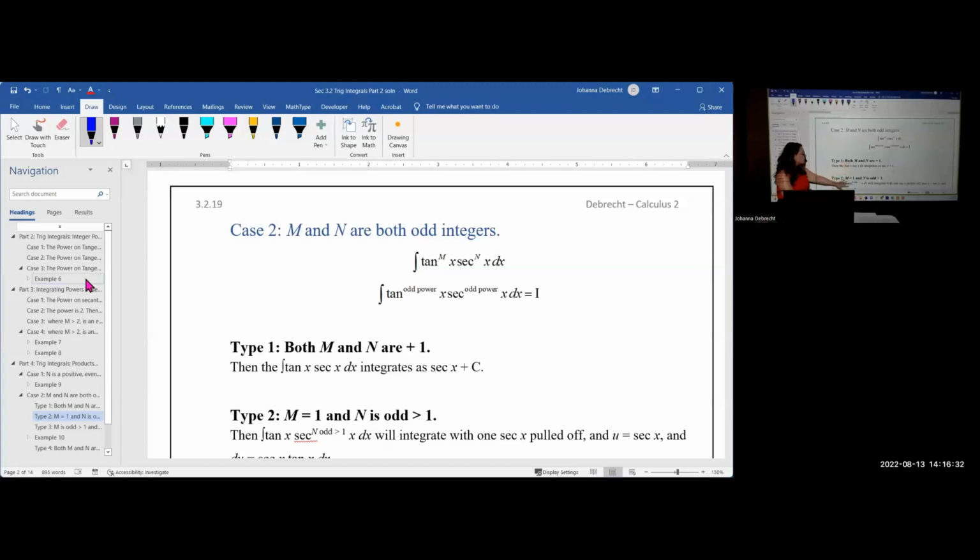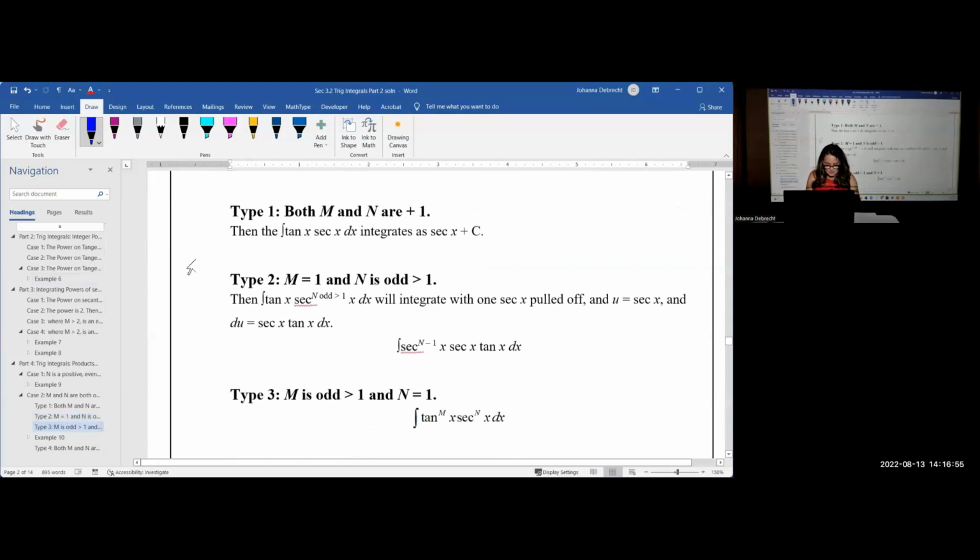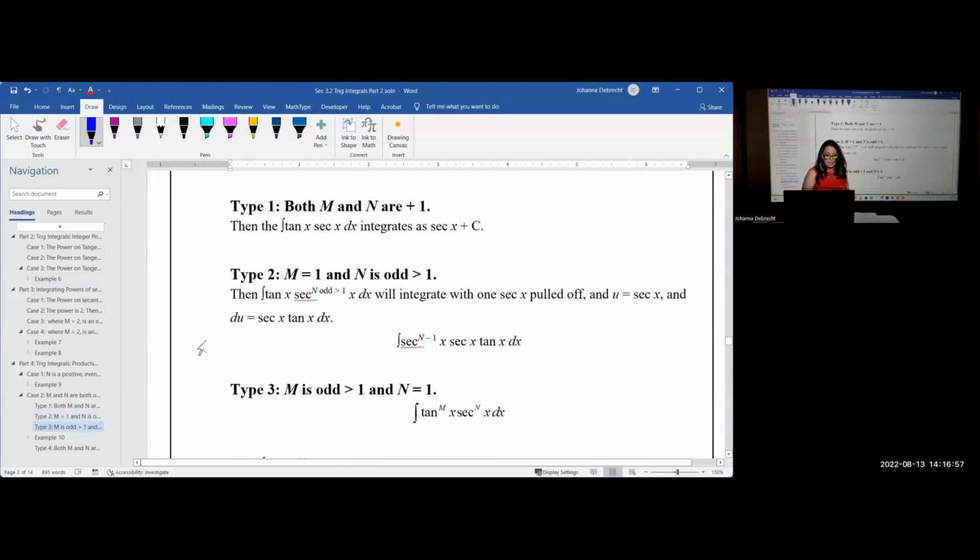So we'll go through some of the subcases here. If both m and n are 1, then you really shouldn't be asking me. This is just the integral of secant tangent, which is secant of x plus the constant of integration. Secant times tangent is the derivative of secant, right? So the antiderivative is secant. Then what about if the tangent has a power of 1 and the power on secant is odd and bigger than 1?